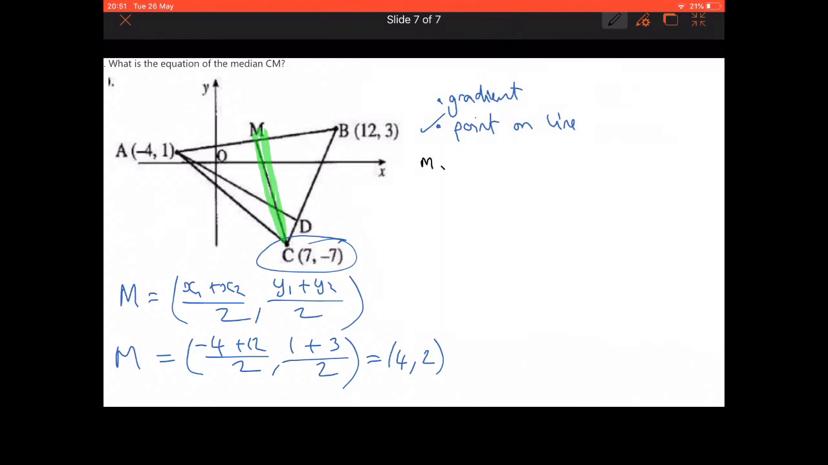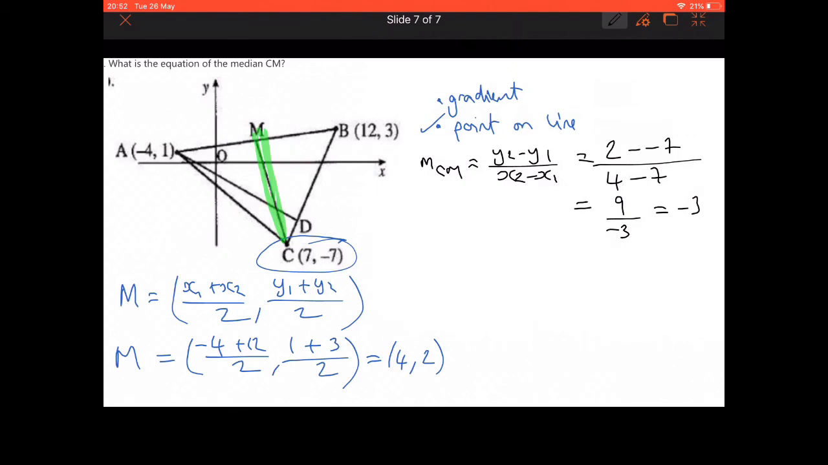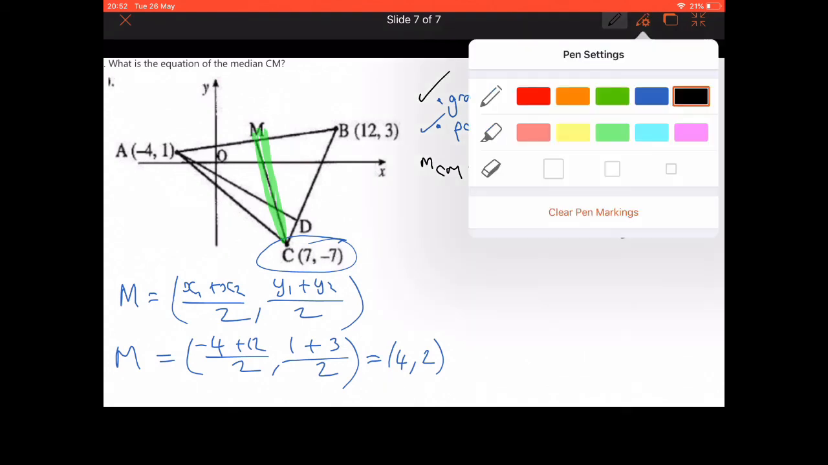So the gradient of C to M will be y2 minus y1 over x2 minus x1. So we're going to have 2 minus -7 all over 4 minus 7. So 2 minus -7 will be 2 plus 7, so that's 9. 4 minus 7 would be -3. 9 divided by -3 is -3. So we've now got the gradient of the line.